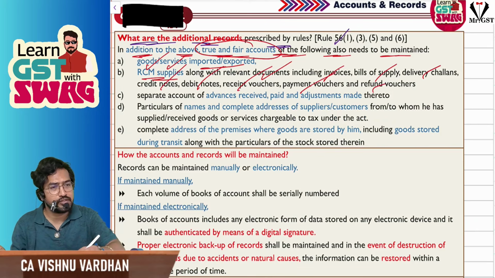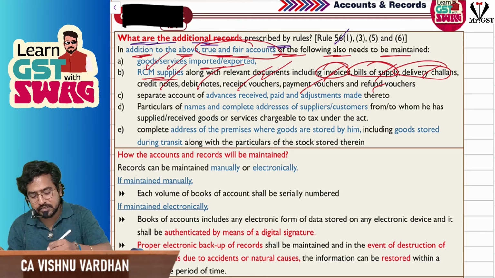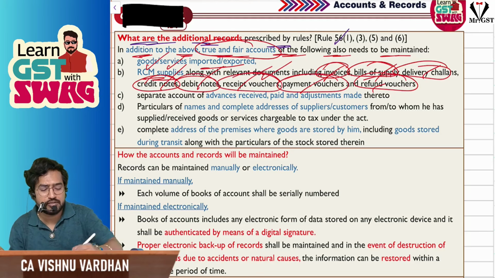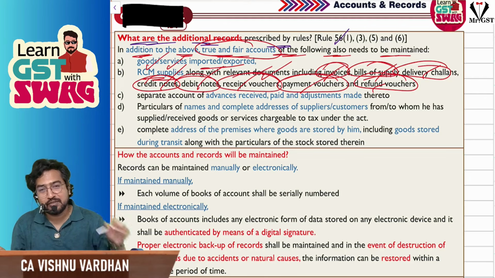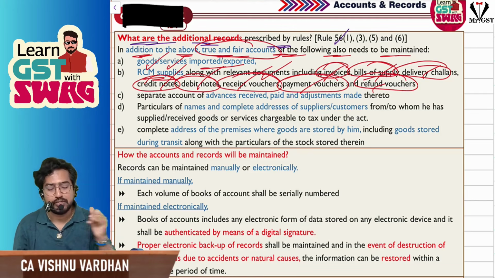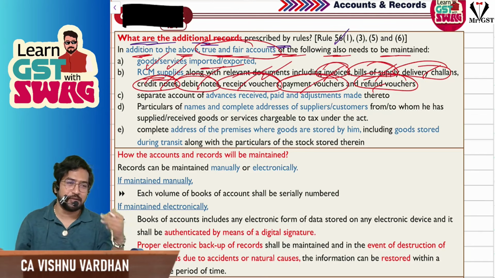Where have we seen all these? In the tax invoice chapter, you have seen invoices, bill of supply, delivery challan, credit note, debit note, receipt voucher, payment voucher, and refund voucher. Okay, receipt voucher, when will it come into picture? When you receive advance, you will give a receipt voucher. When will payment voucher come into picture? When you make payment.